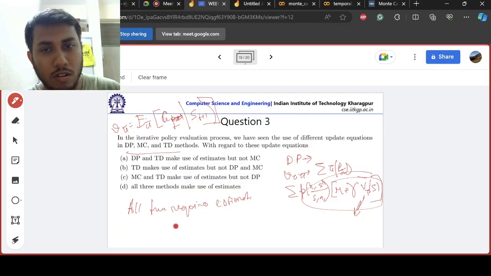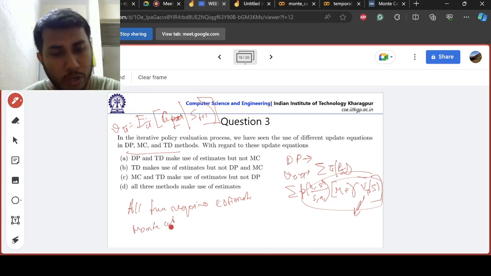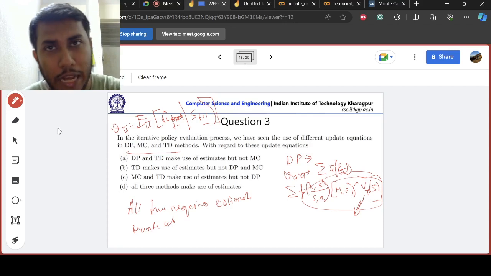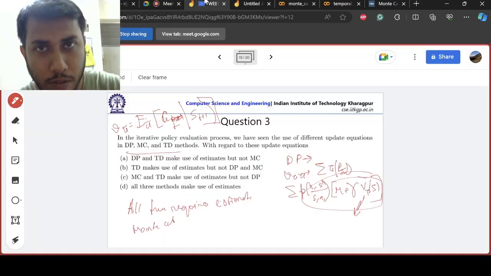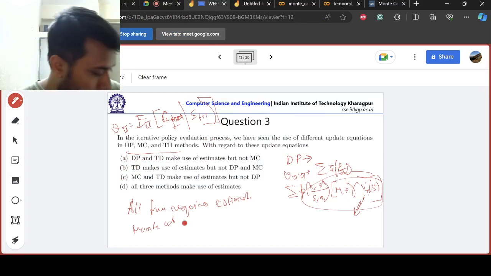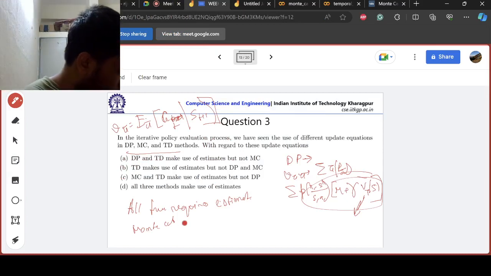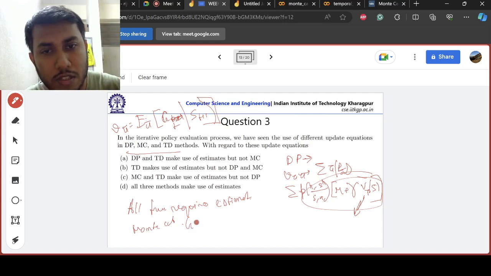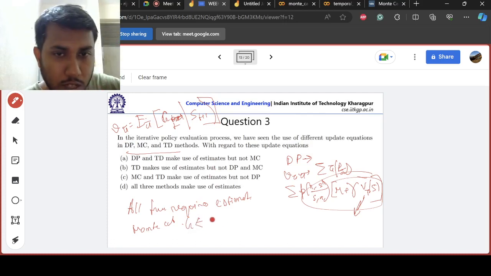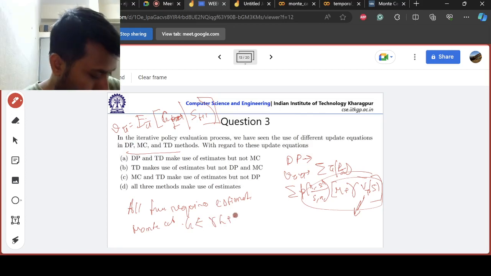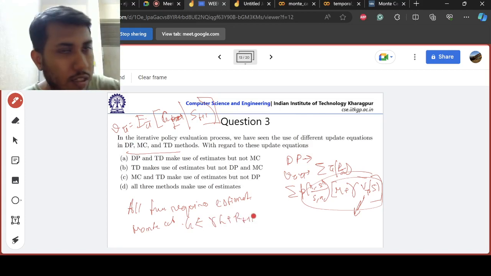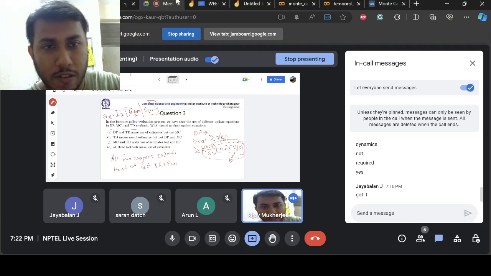Let's come back to Monte Carlo. In Monte Carlo, you are traversing from the back and summing it up. You are doing an average. But what equation are you using? The equation you are using is G equals gamma G plus R of T plus 1. So again you are estimating the G values.